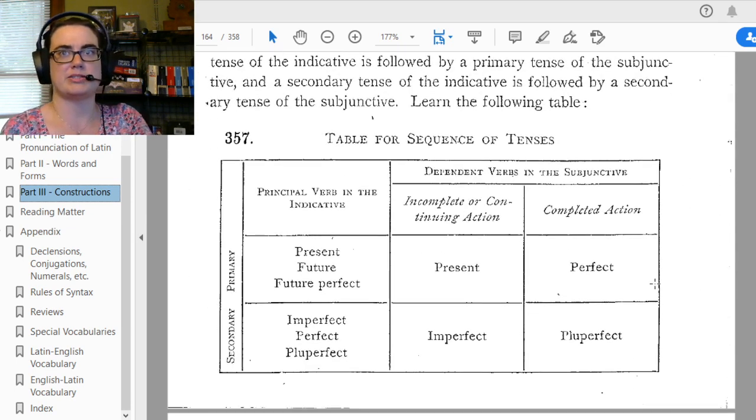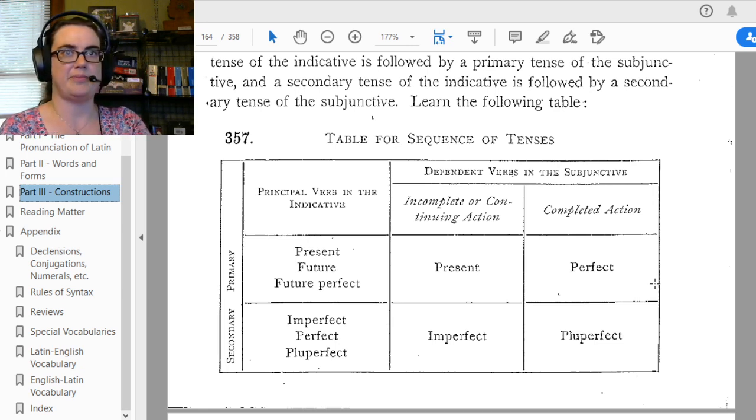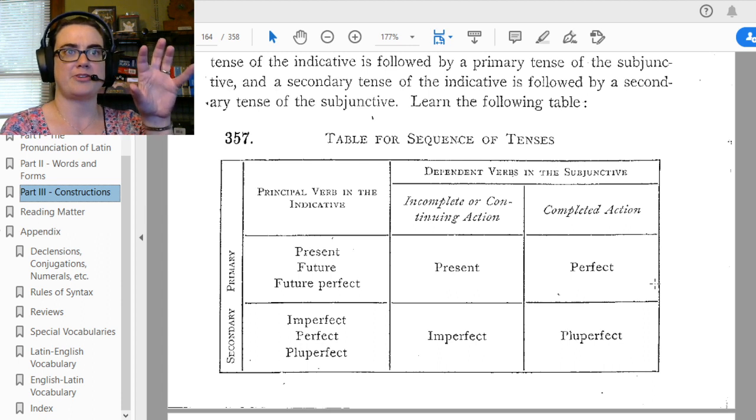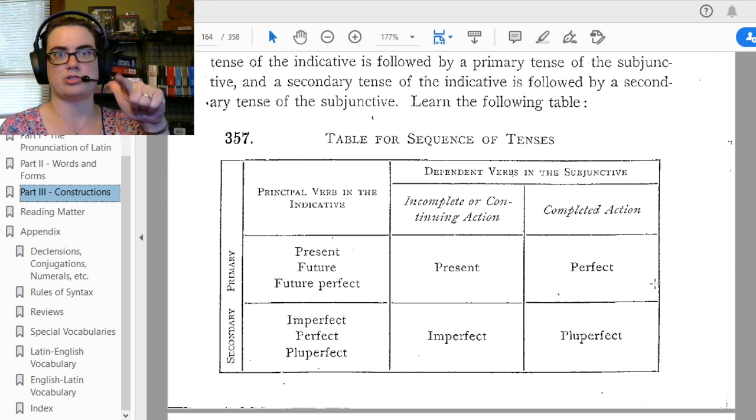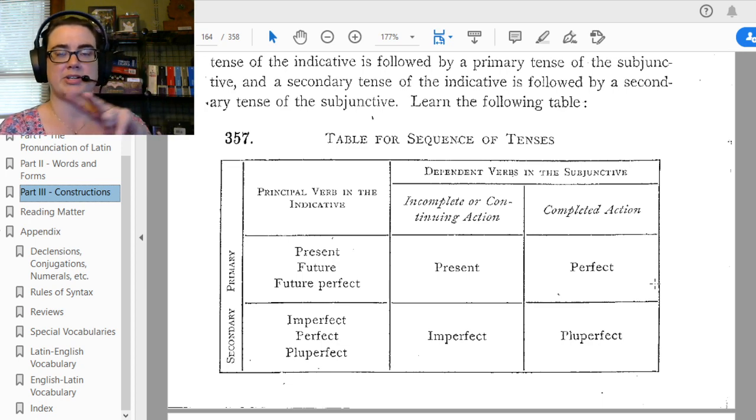So here's your nice chart for the sequence of tenses in Latin. If the principal verb is primary, so present, future, or future perfect, then the dependent clause is either going to have a present subjunctive, which means the action is still continuing, or a perfect subjunctive, saying that the action has been completed.